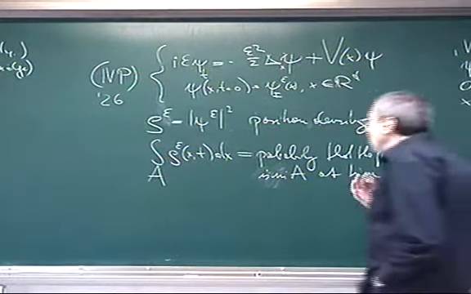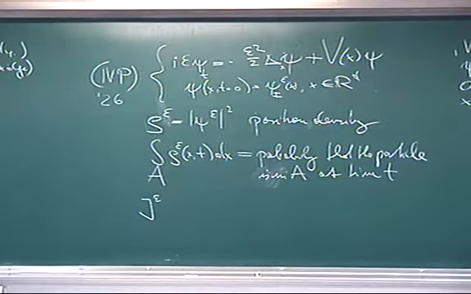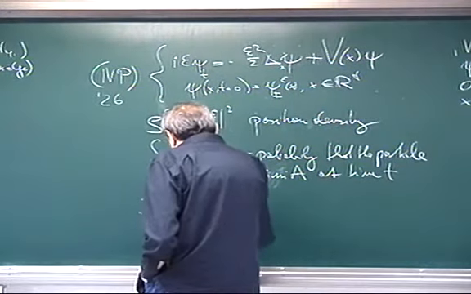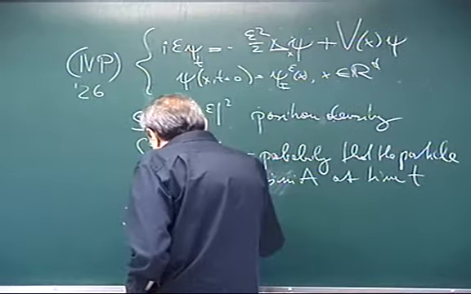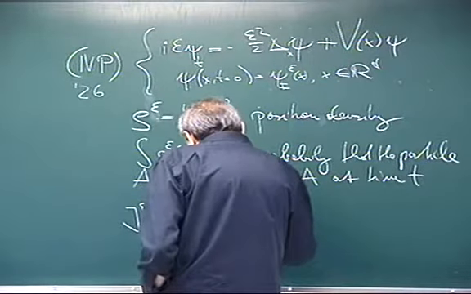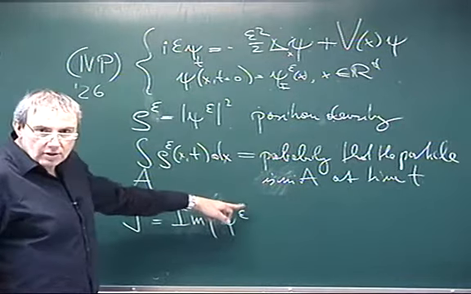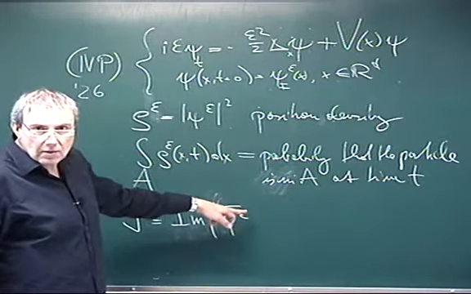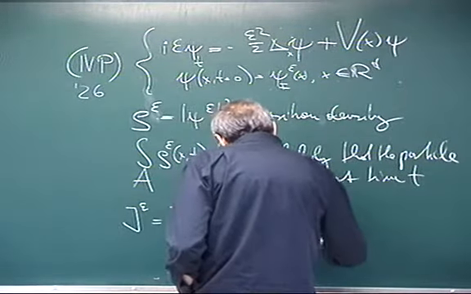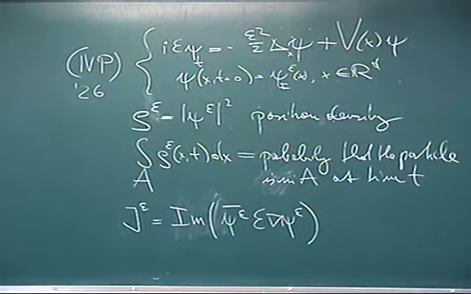Another important physical observable is the so-called flux density. And the flux density in quantum mechanics is defined in this way. Let me write it in this form. I take the imaginary part of psi epsilon conjugate. By the way, I should say that in this lecture, by the overbar, I denote complex conjugation. Then I have to multiply by epsilon gradient psi epsilon. Take the imaginary part. This is the flux density.